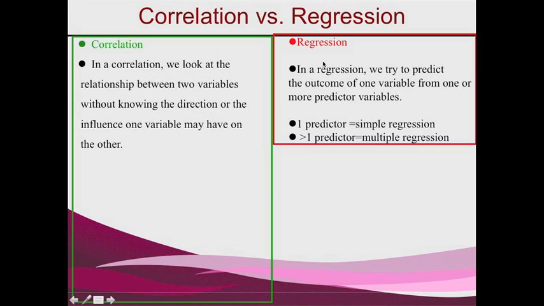But in regression, we are trying to predict the outcome of one variable from one or more predictor variables. If you have one predictor, one variable explaining another one, then we call it a simple regression. If we have more than one predictor, we have multiple regression. In introductory statistics courses we normally just cover simple linear regression. That means one variable is trying to predict the other variable. In the prediction part is when we need to start understanding the residuals.